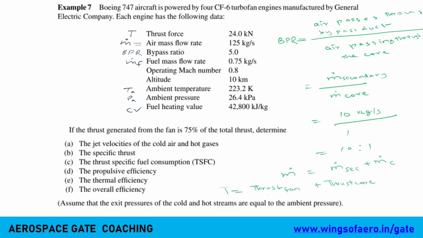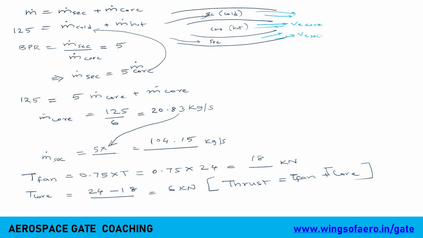Do we have flight speed here? Operating Mach number is given. From that we can equate it to M equals V by A, and from that we can find the velocity. Very good. Now to find out for both the fan and the core, first you need to find out the flight speed.